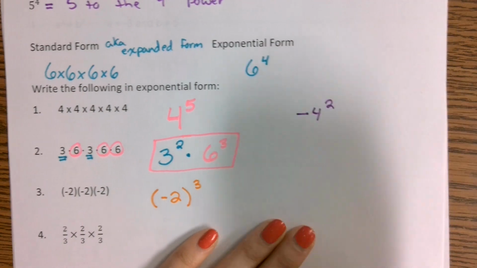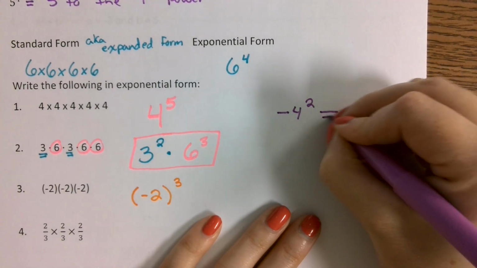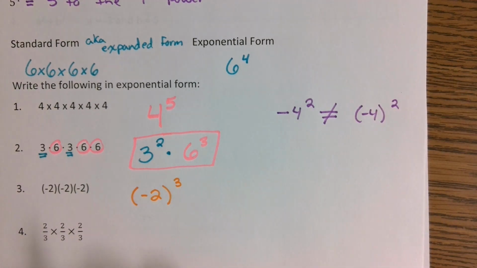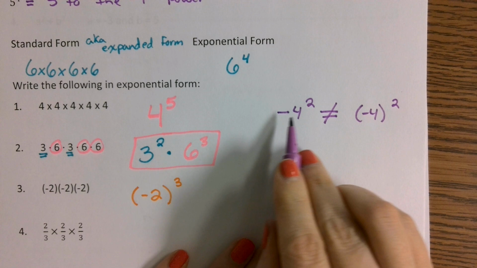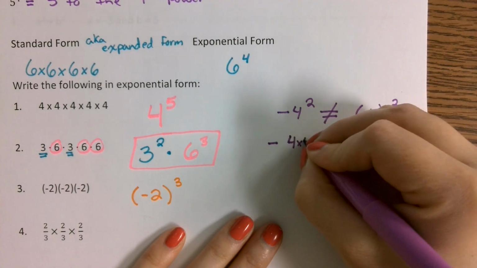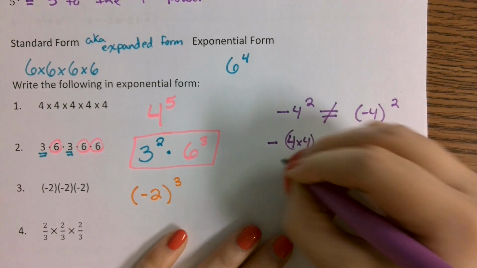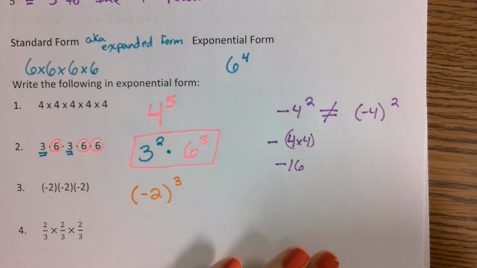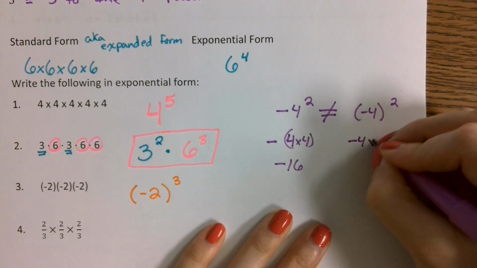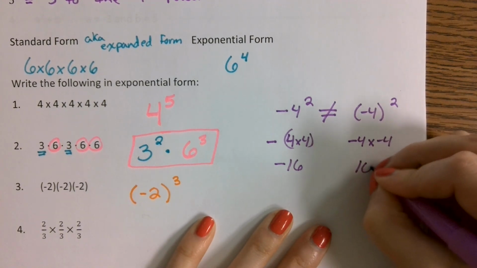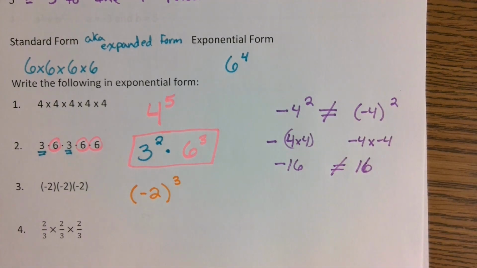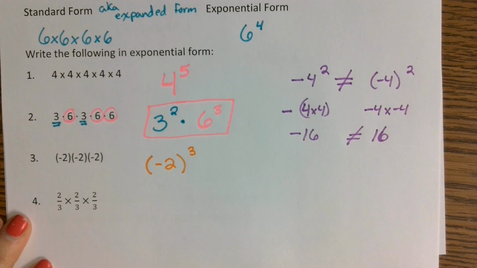-4 to the second power without parentheses is not the same thing as -4 to the second power with parentheses. -4 to the second power without the parentheses means you're doing -4 times 4. And 4 times 4 is 16, so you'd have -16. -4 in the parentheses to the second power means you're doing -4 times -4, which would come out to a positive 16. Those are not the same. They're not equal. So those parentheses can change your answer.